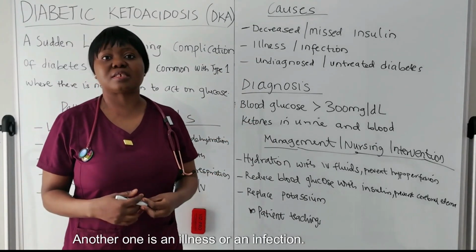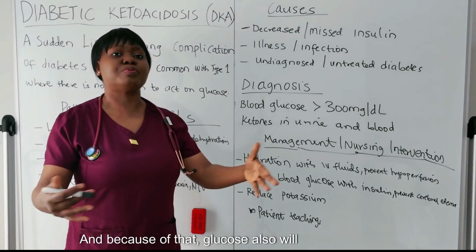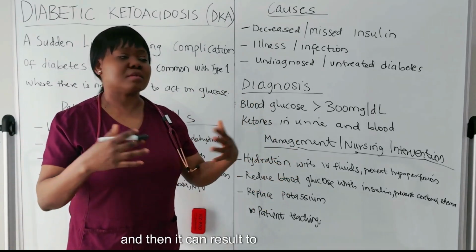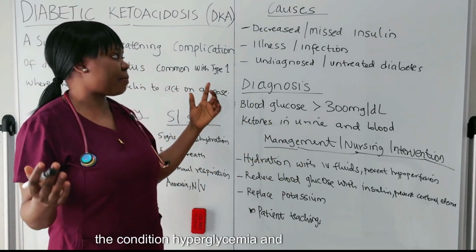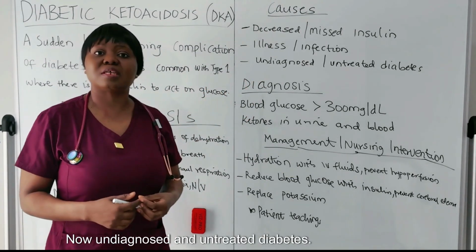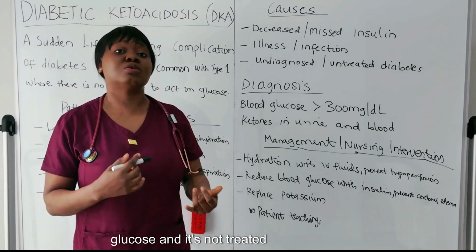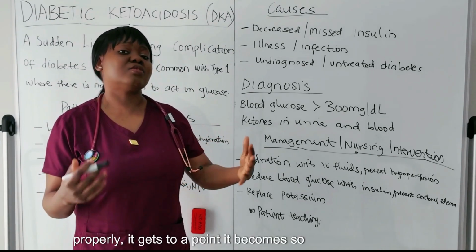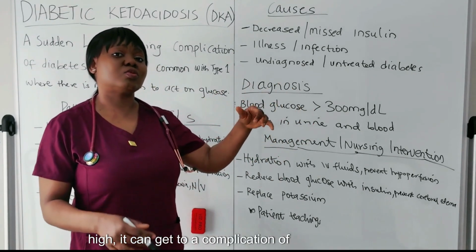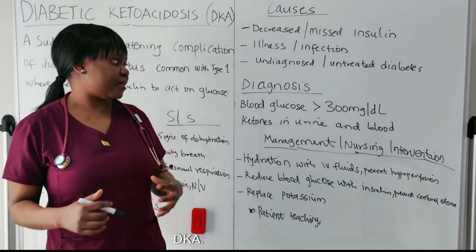Another one is illness or an infection. There is stress, and because of that, glucose will also build up in the system, and then it can result in hyperglycemia, and it can get to DKA. Now, undiagnosed or untreated diabetes. If they have this glucose and it's not treated properly, it gets to a point where it becomes so high, it can get to a complication of diabetes mellitus where they will develop DKA.